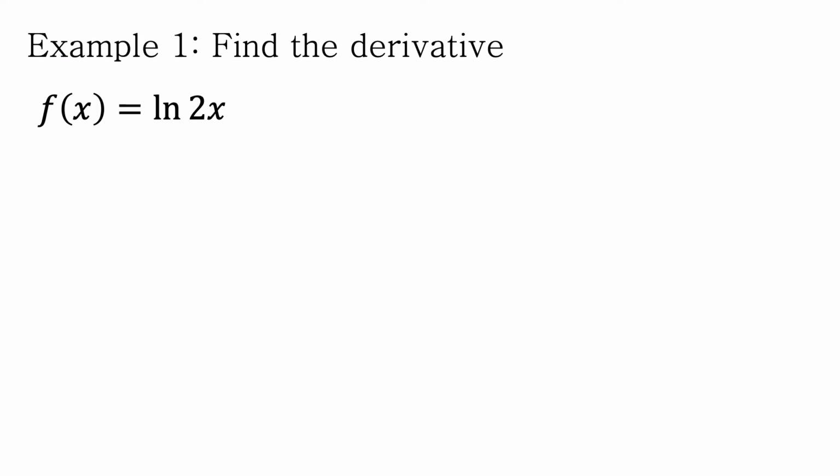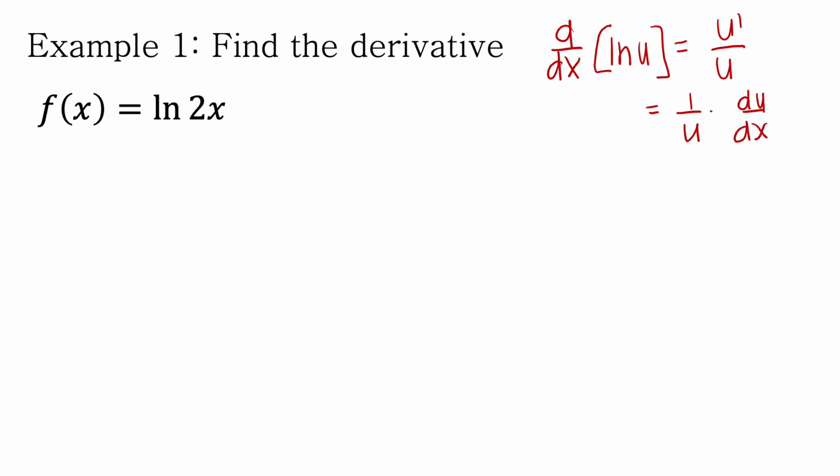So let's jump right into our first example. Example 1, find the derivative of our function f of x equals the natural log of 2x. Because this is more than just x on the inside, I'm going to think back to my definition that the derivative with respect to x of the natural log of u, where u is a function of x, is equal to u prime over u, or using the chain rule, 1 over u times the derivative of u. So same thing, just two different notations.